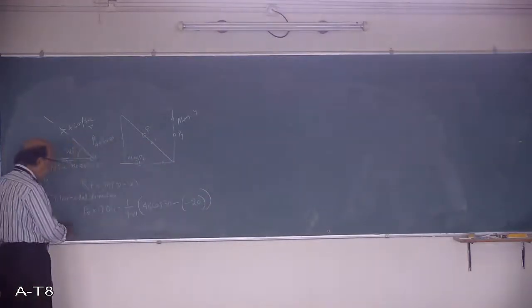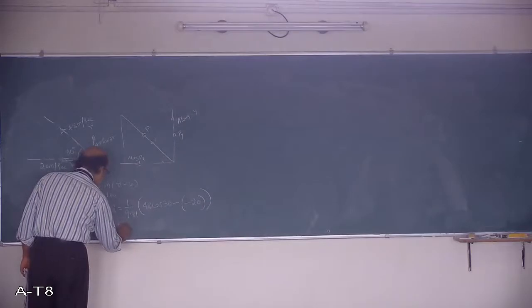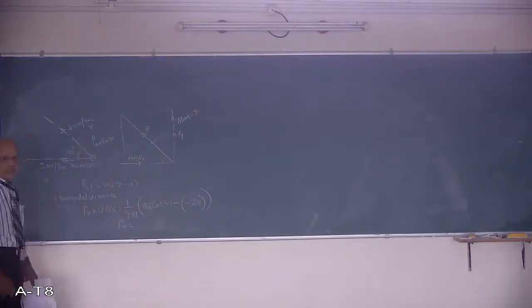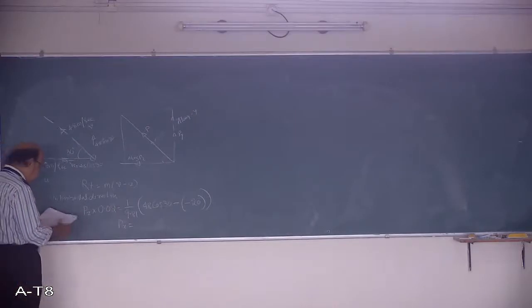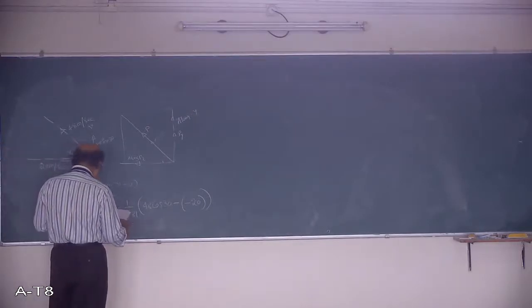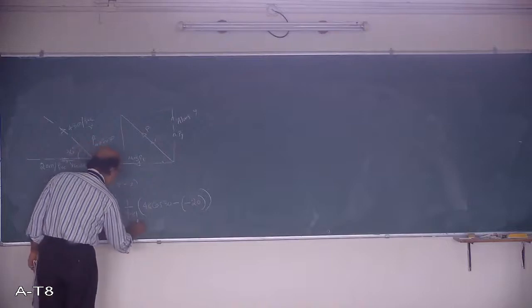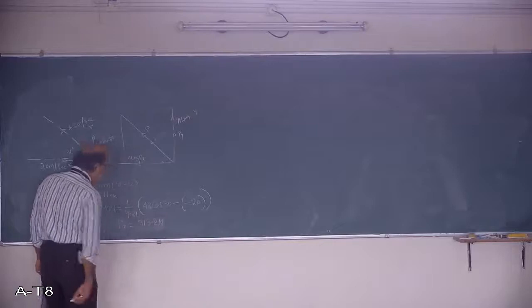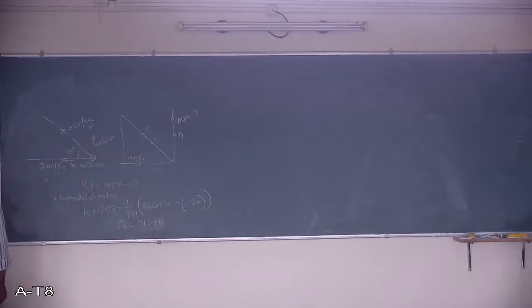So from this you will get Px, the component of the force applied in the x direction by the bat. That works out to Px equal to around 313.81. 313.81 Newton is applied in the x direction.